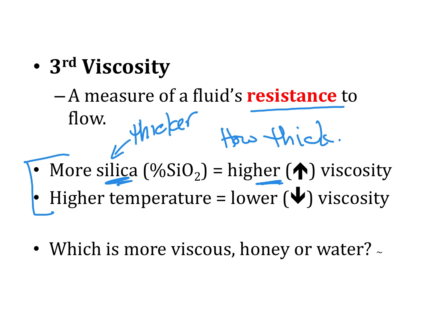Temperature has the opposite effect. Higher temperatures decrease the viscosity. So a higher temperature magma is going to be more fluid or thinner.